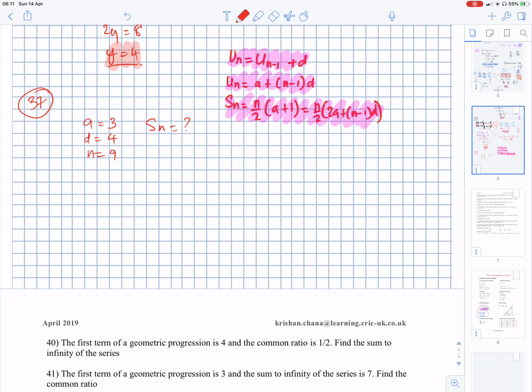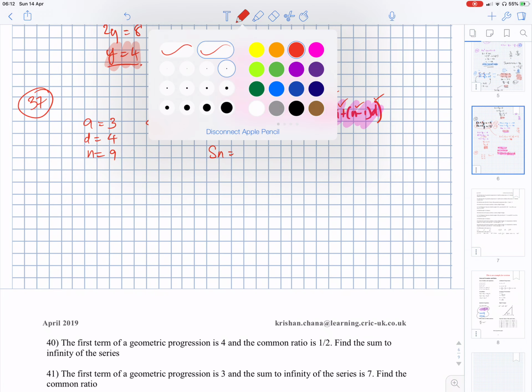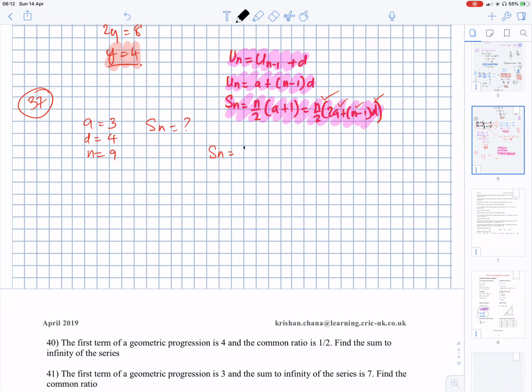So we know that the sum, if you are given a, n, and d, you use that equation. So Sn equals n over 2 times 2a plus n minus 1 times d. And I like to use square brackets for this one. So n is 9, so that's 9 over 2, times 2 times a, which is 3, plus n, which is 9, minus 1, times d, which is 4.